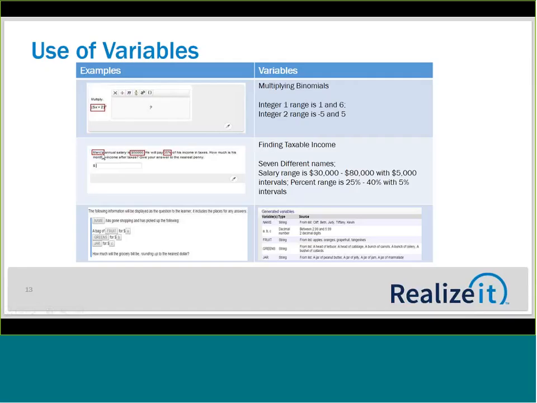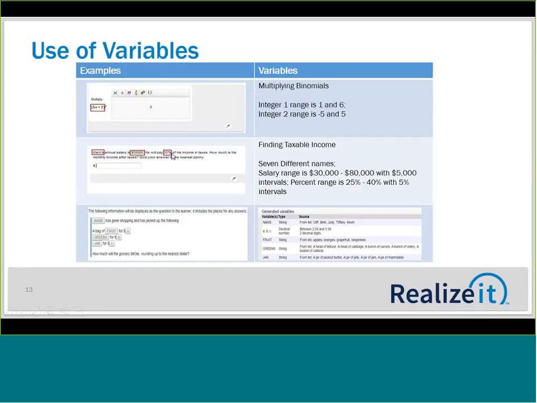So there's three different variables in this particular question, and there are 7 different names. In other words, this variable has 7 different choices. The salary range here is from $30,000 to $80,000 with $5,000 intervals. So this will switch out constantly with $5,000 in intervals. And then the percent range of the income tax withheld is between 25 and 40% with 5% intervals.